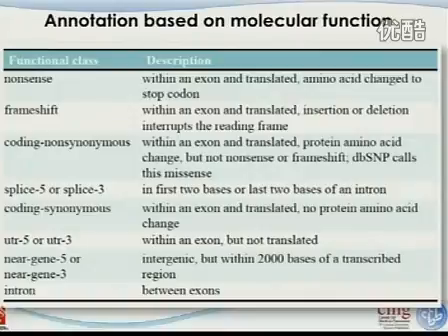Splice 5 or splice 3 is very important. It is in the first 2 bases or last 2 bases of the intron, and these regions generally are where the spliceosome sits. If that part has a variation, the spliceosome cannot form there, so you cannot process the splicing. That is why, for most of the major predictions, splice 5 and splice 3 are quite important. Coding synonymous variants are within an exon and translated, with no protein amino acid change.